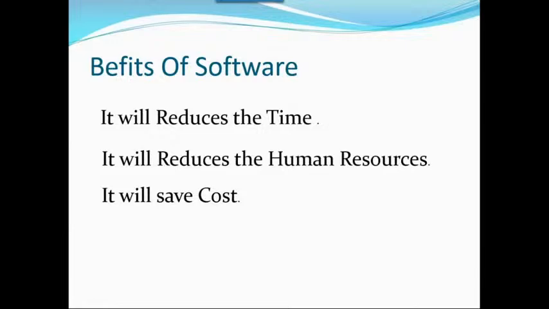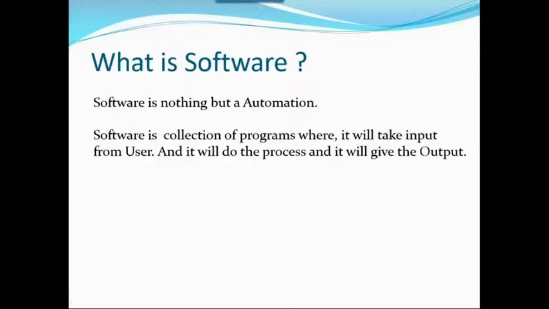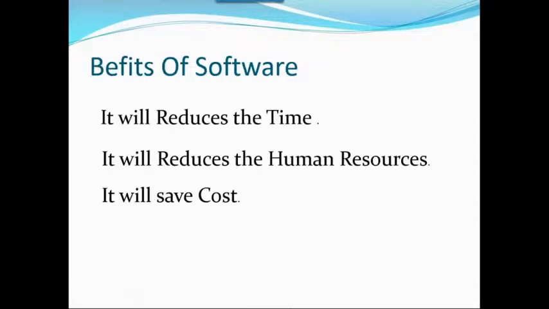Okay, so you understand what the difference between manual testing and automation testing is, right? So what are the benefits of automation? If you use automation, it will reduce the time, it will reduce the human resources, and finally it will save the cost. So this is mainly the difference between automation testing and manual testing.